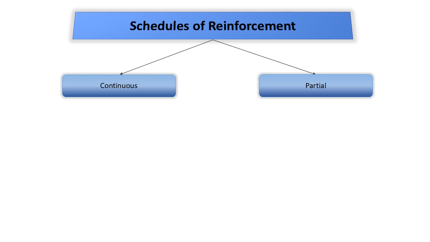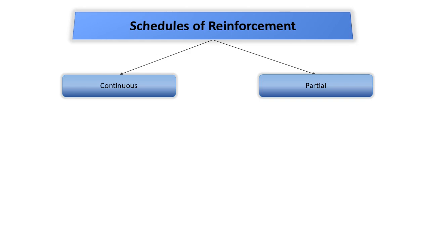Before we start discussing its types, there are some terminologies to be understood. For example, fixed and variable. When you talk about fixed, it refers to the number of responses between the reinforcements, or the amount of time between the reinforcement, which is set and unchangeable. When we talk about variable, it refers to the number of responses or amount of time between the reinforcement, which varies or is able to change.